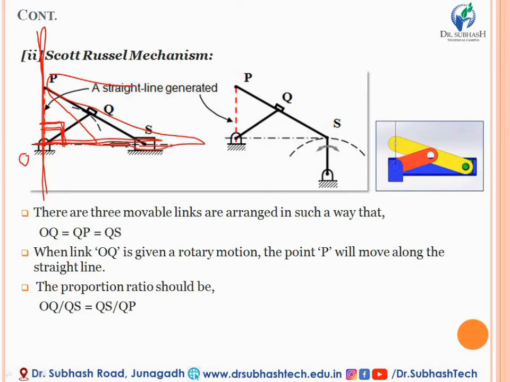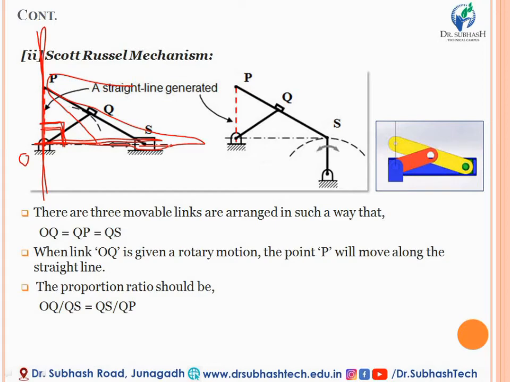So by performing these actions, you are getting the straight line mechanism from this Scott-Russell mechanism. And of course there is one drawback of this system, and it is that it passes through the point O, which makes it very inconvenient.